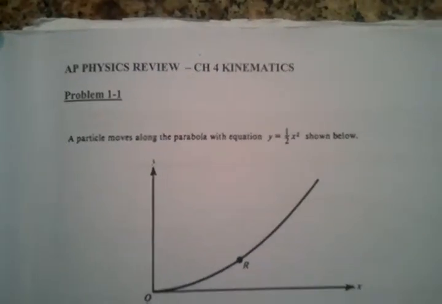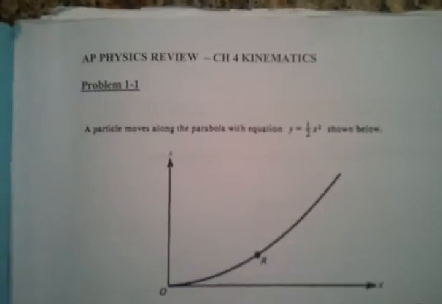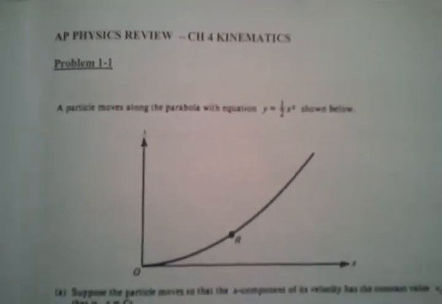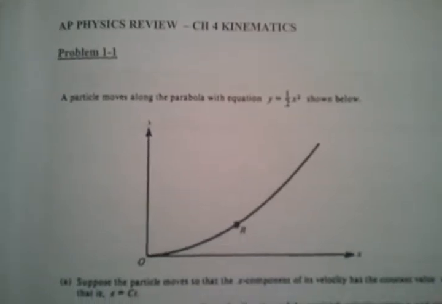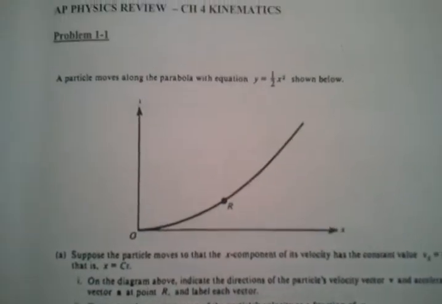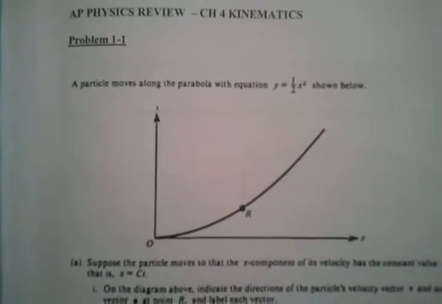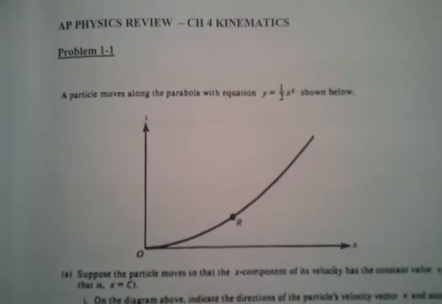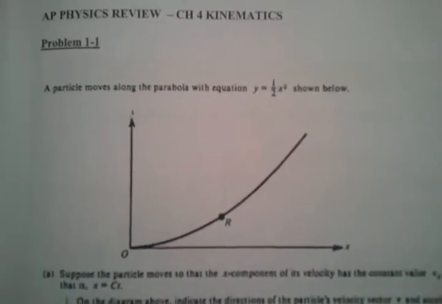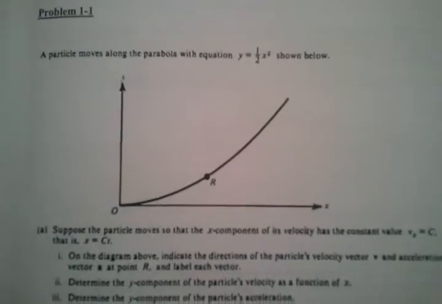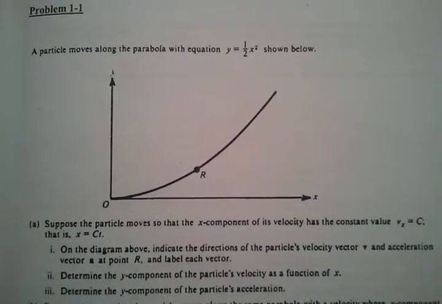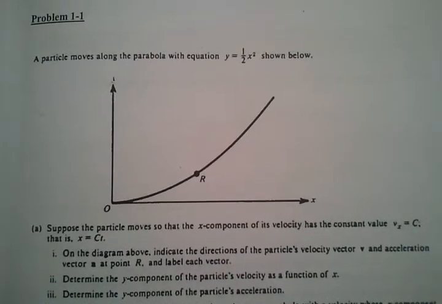Hi, I'm going to be reviewing problem 1-1 in the AP Physics review book. This problem is a kinematics problem. It involves some equations, some graphs, and some particles moving along them. So you start with a particle moving along a parabolic path along the equation y equals 1/2 x squared. In part A, you're going to consider the x component of the velocity being constant, proportional to the value c.